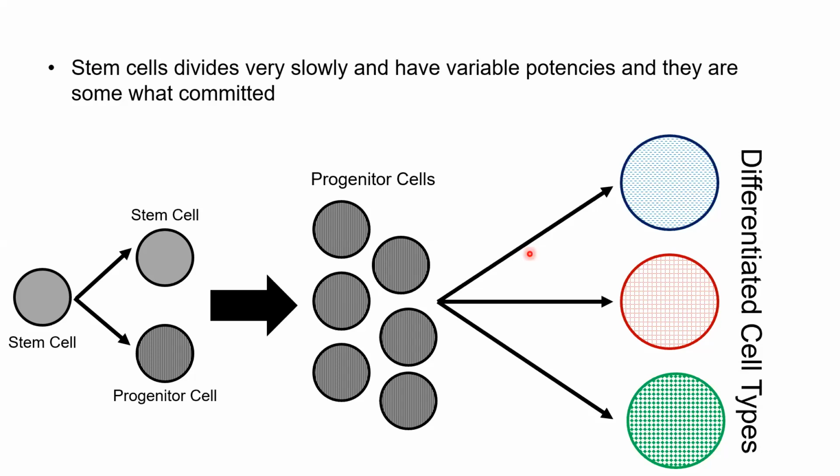One thing that I could say about progenitor cells: when we say stem cells, they divide very slowly and they have variable potentials and they are somewhat committed. So what about progenitor cells? Progenitor cells are also somewhat committed, but they are more committed than the stem cells because they know which lineage or which specialized cells they are going to develop into.